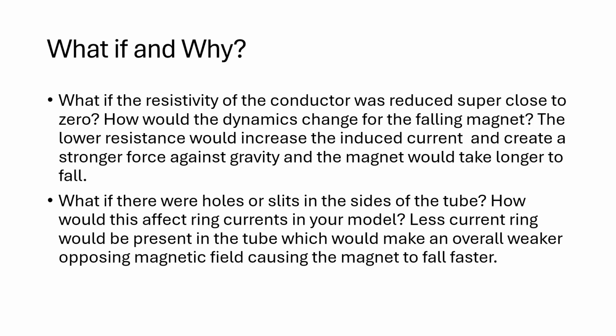And then what if there are holes and slits in the sides of the tube? How does this affect the rings in your model? Fewer rings would be present in the tube, which would make the opposing magnetic field overall weaker, causing the magnet to fall faster.